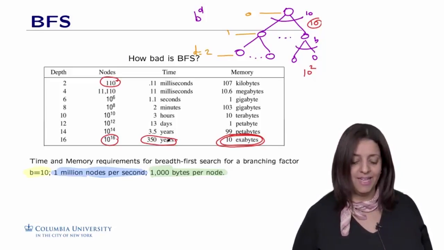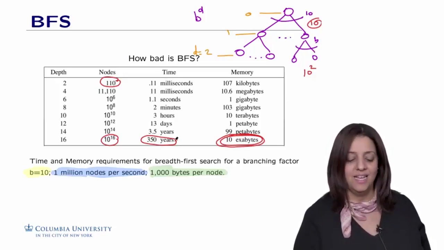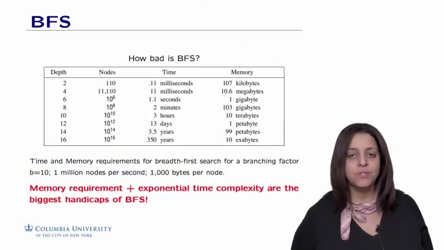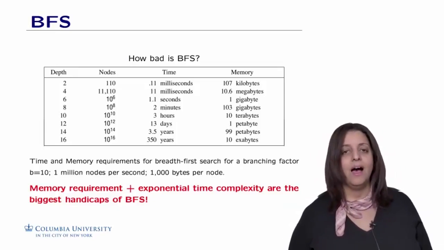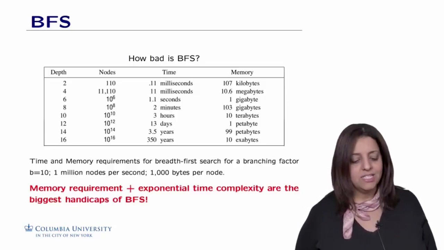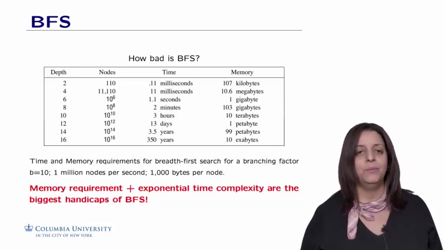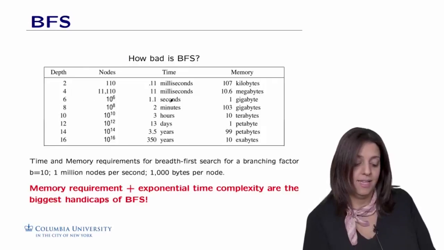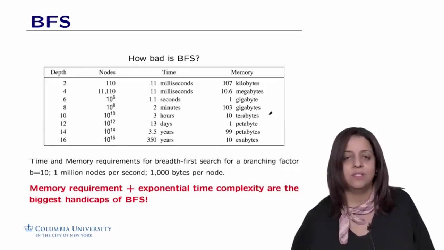This is huge. Nobody has such a machine, and nobody has 350 years to wait until BFS gives an answer, assuming it has to reach the depth of 16. That's actually bad news, which makes the memory requirement and exponential time complexity the main and biggest handicap of BFS. But as I said, in some applications, the answer is not at depth 16, it's shallower, which means that we are going to get the answer more easily. So if it's at the 6th depth, you're going to spend just 1.1 seconds, and you're going to use 1 gigabyte, which sounds reasonable.